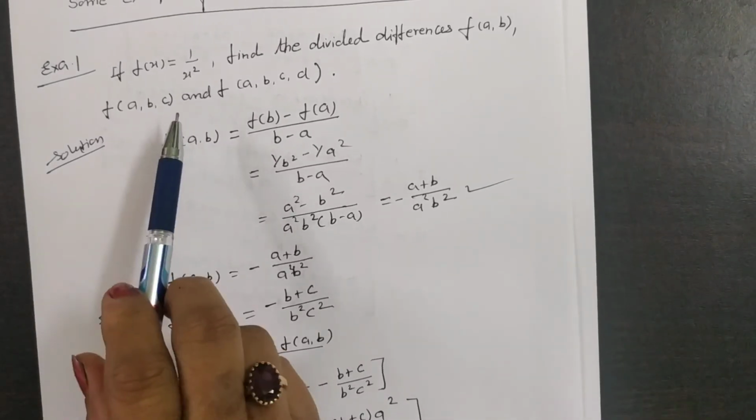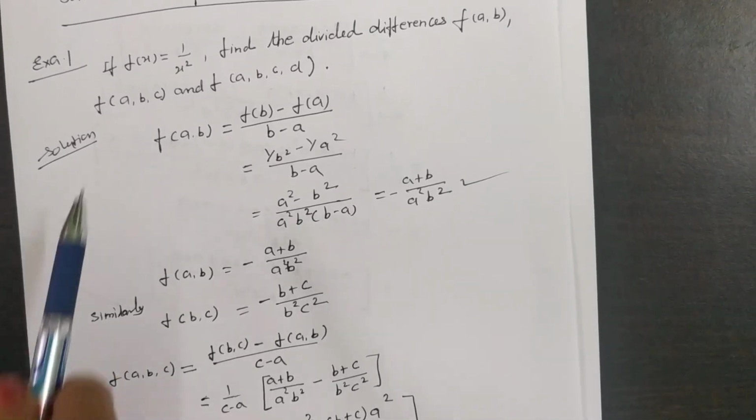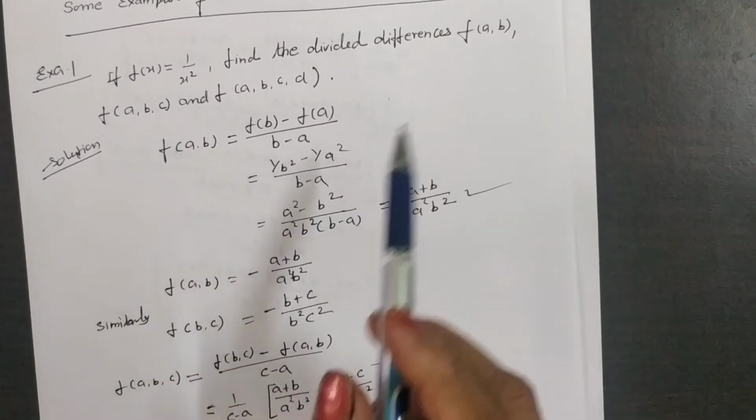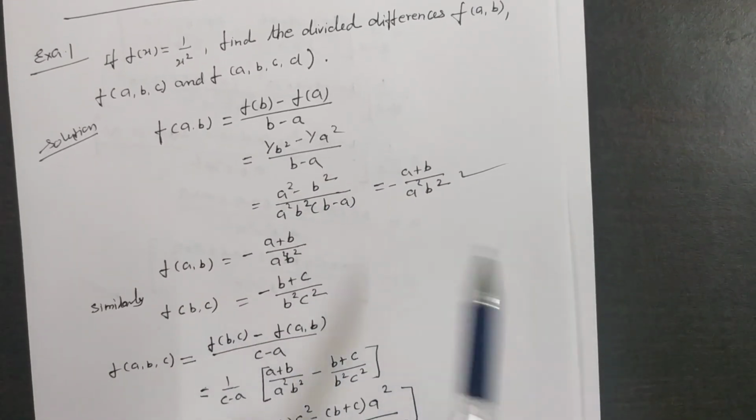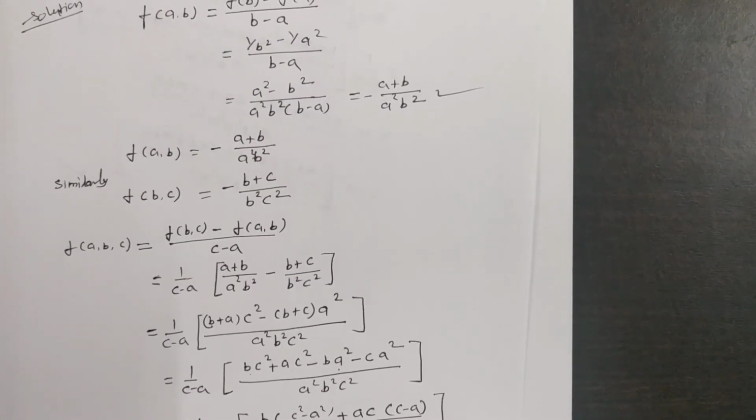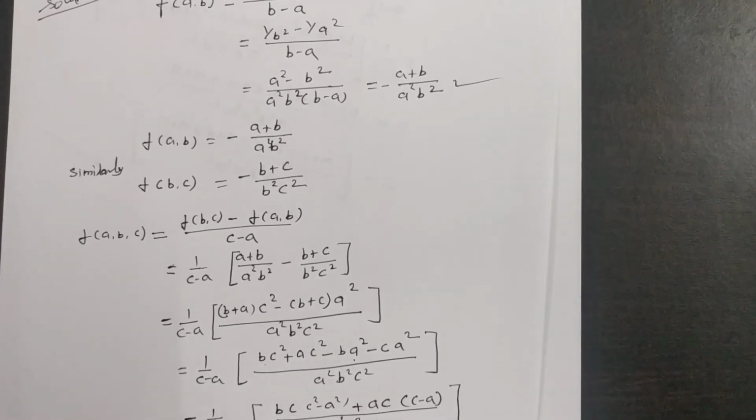Here f of x is equal to x square. Similarly, you can solve all the other questions, that is if f of x is equal to x square, f of x is equal to x cube, like that. Then you find the divided difference of f of abc, abcd, like that. Thank you. In the next video I will also explain some other examples. Thank you.